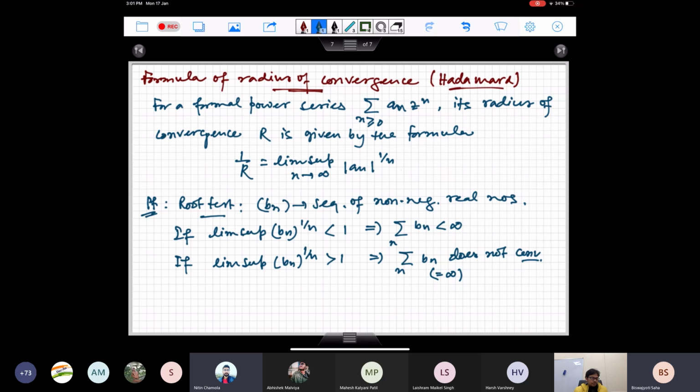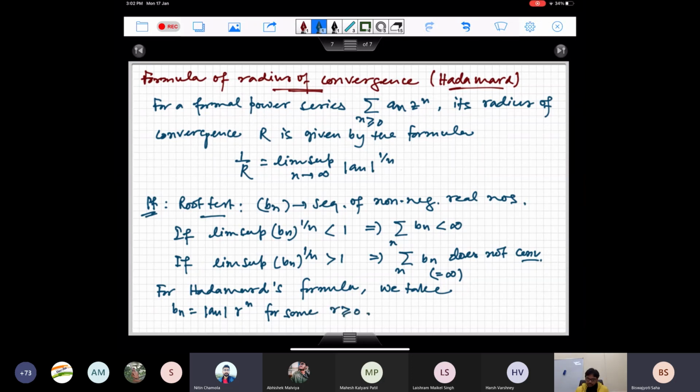Okay, so now what we are going to do is the following. Let us say I want to find out the radius of convergence of a n z power n. So for Hadamard's formula, we take Bn equal to mod of an r power n for some r bigger than or equal to 0. Okay, so this is what I am taking, r bigger than or equal to 0, some real number.